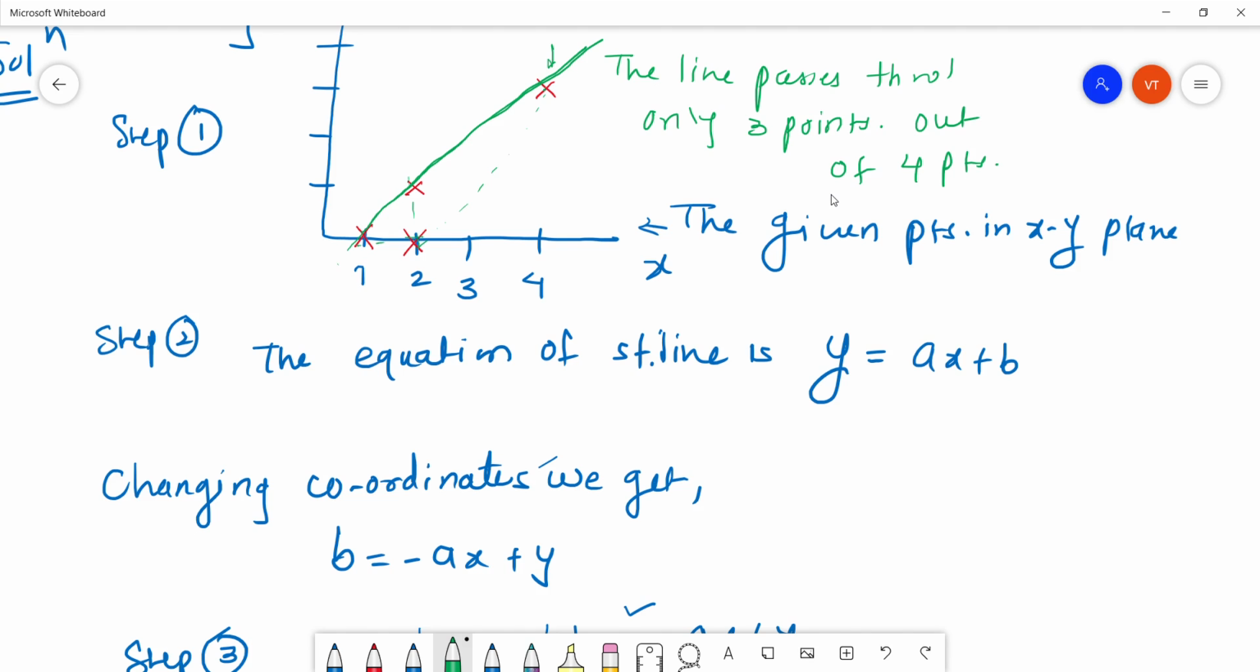I think the idea is clear. I will give you problems to solve based on this. Then in the next lecture we'll solve one example based on rho and theta.